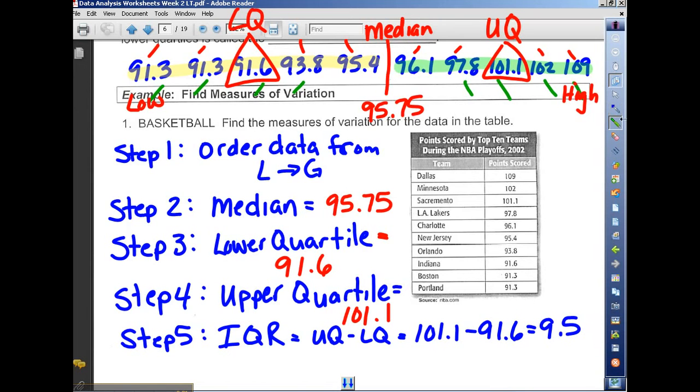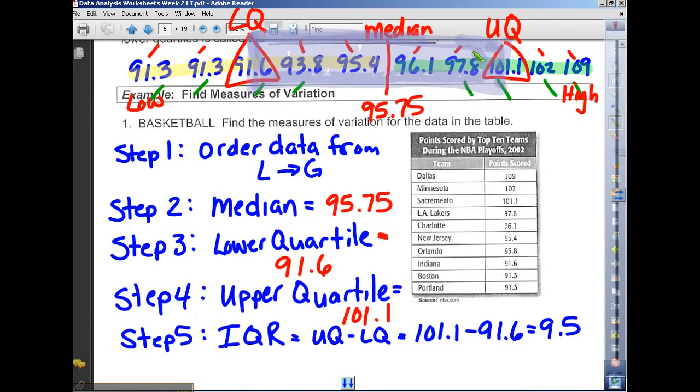Let me show you a visual of what interquartile range is. Interquartile range extends from your upper quartile down to your lower quartile, and it represents the middle half of your data. So that range represents all of this in here. So that's a spread of 9.5. What I've just highlighted in purple is considered your interquartile range, or the middle half of your data. Okay, I'll see you in video 3.